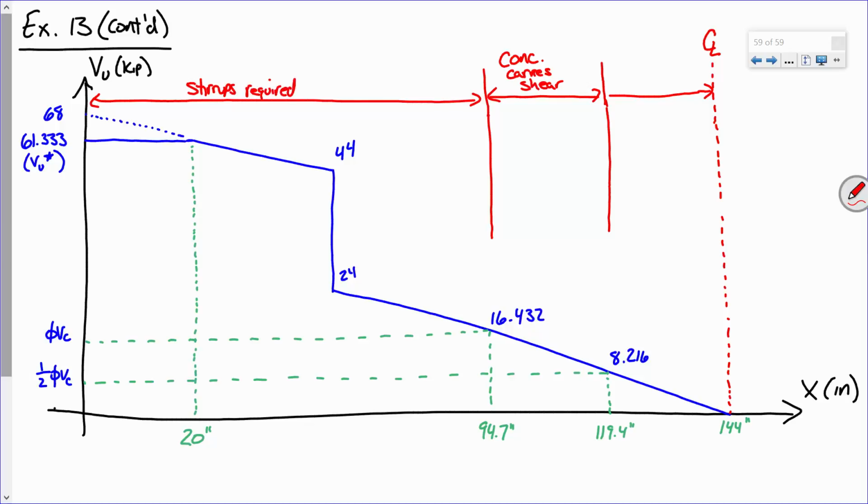All right. This region here on the right, what's going on there? Well, it's where the shear is less than this. It's where we don't need stirrups at all. So, no stirrups needed.